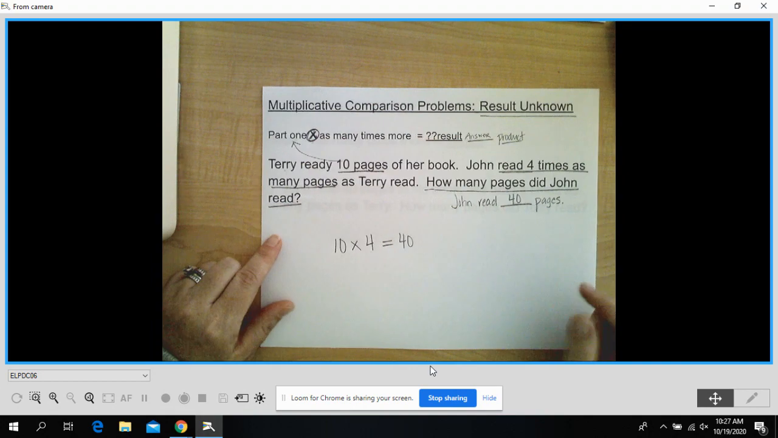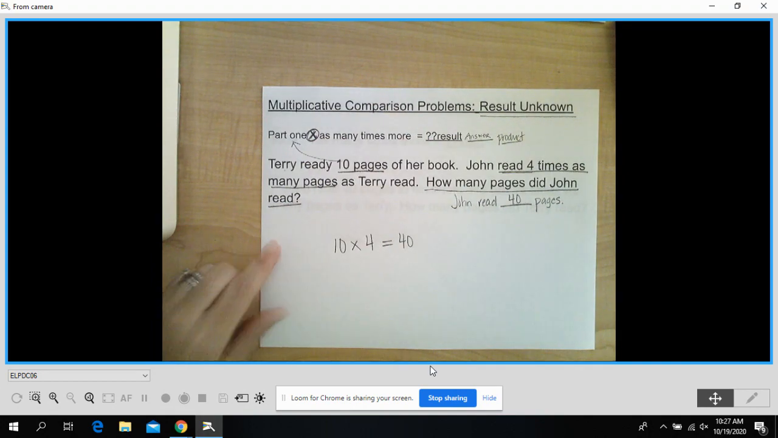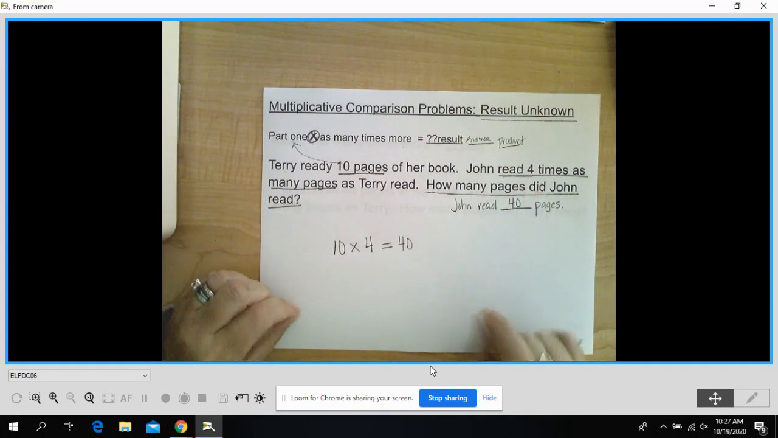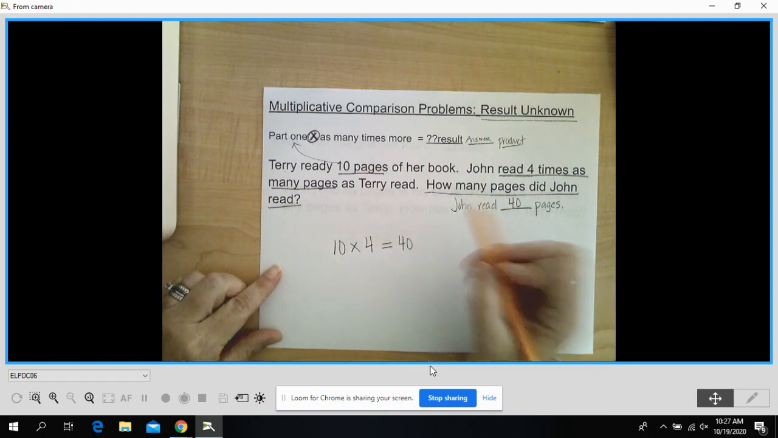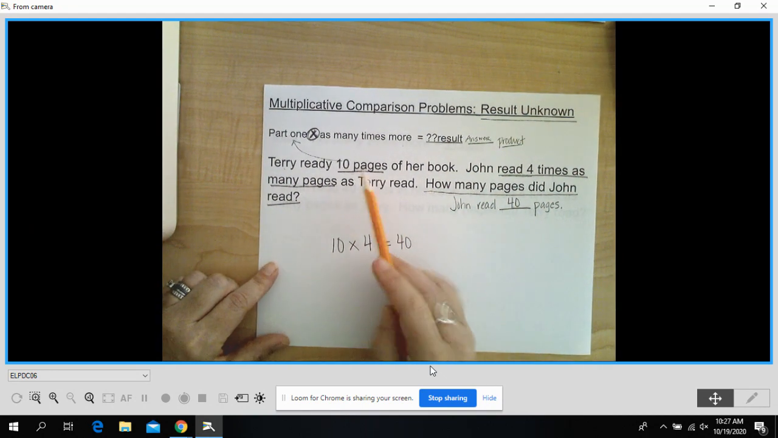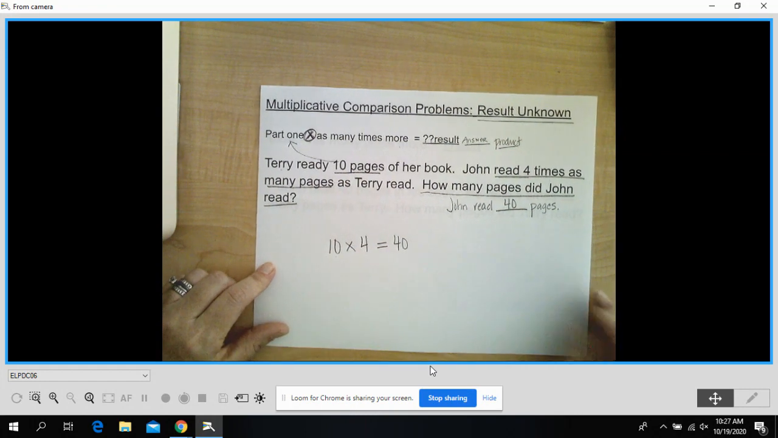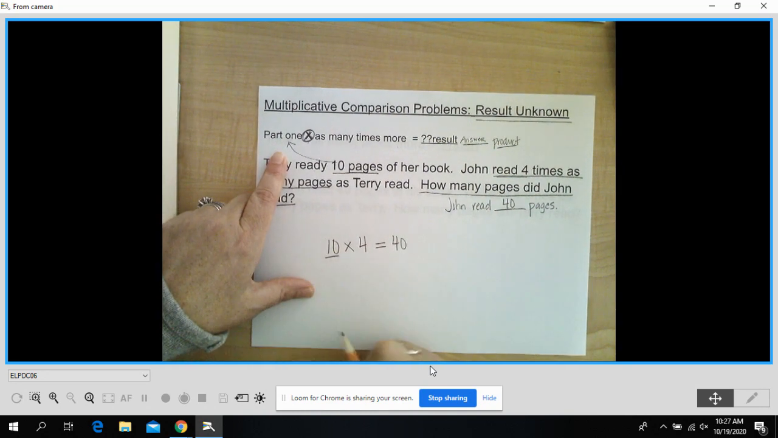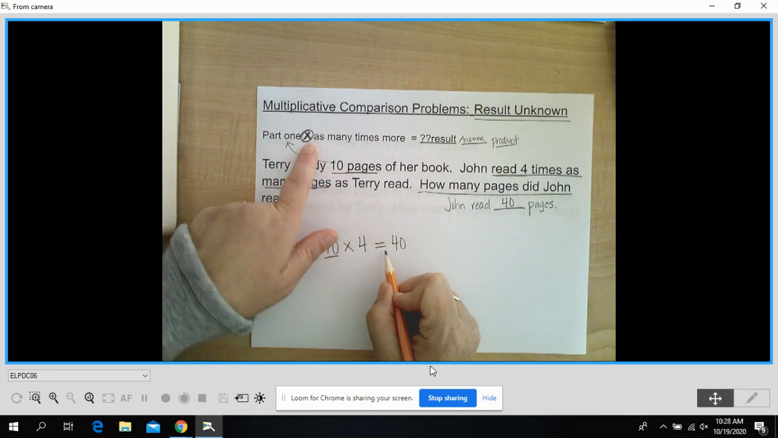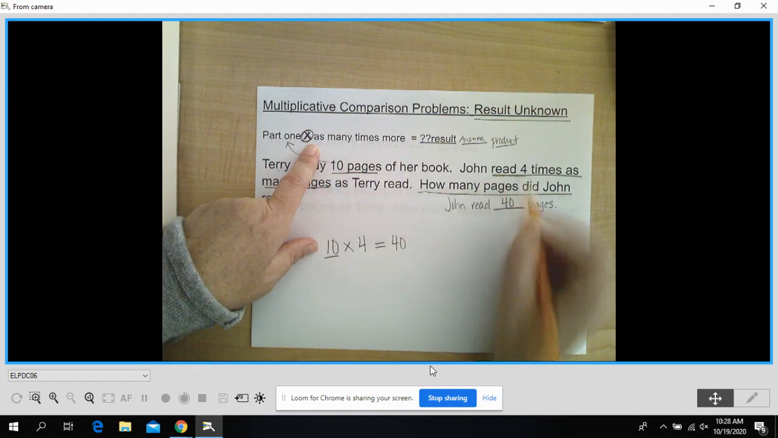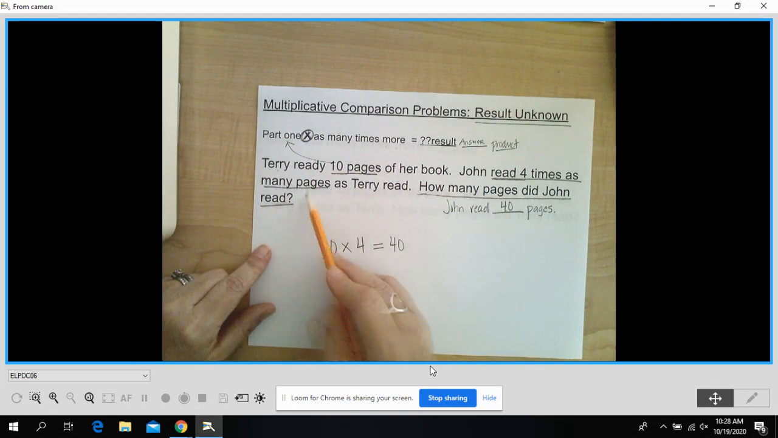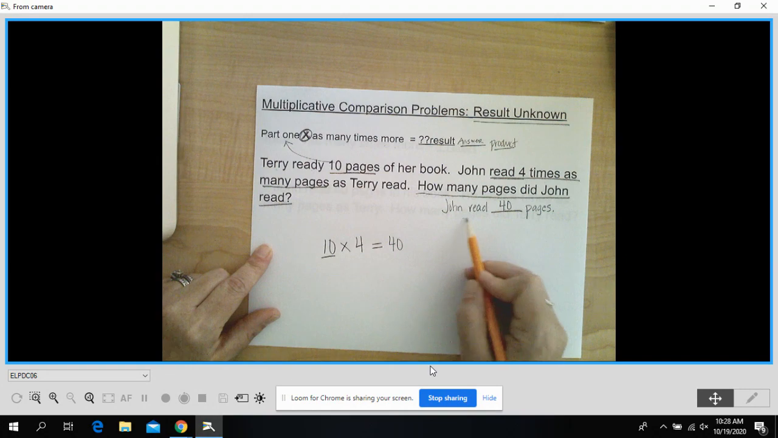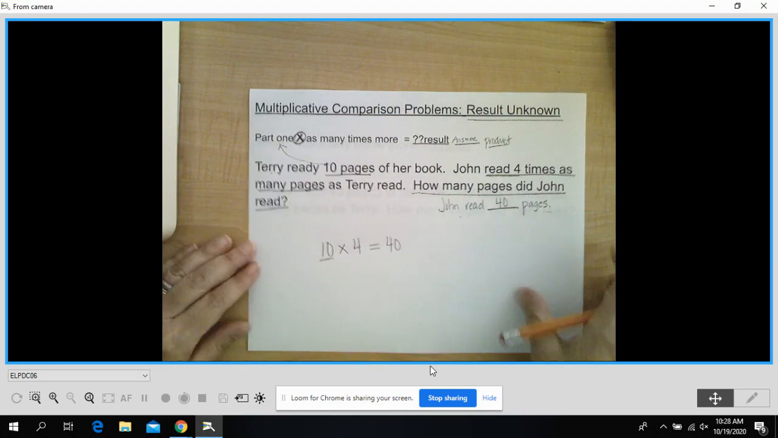John read 40 pages in his book. And remember, I've told you this when we went through some other problem types. It is a strategy to really learn the problem type by using the smaller numbers. You can plug in larger numbers later, but learning the context in the problem type, sometimes it's easier with the smaller math numbers. So that's what we're sticking with today. So part 1 of this problem was the 10 pages Terry read, multiplied by as many times more, which was 4. John read 4 times more, or 4 times as many pages as Terry. So how many pages did John read? John read 40 pages. All right, nice job with the first one.